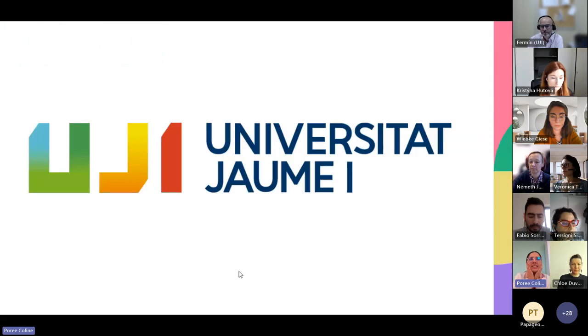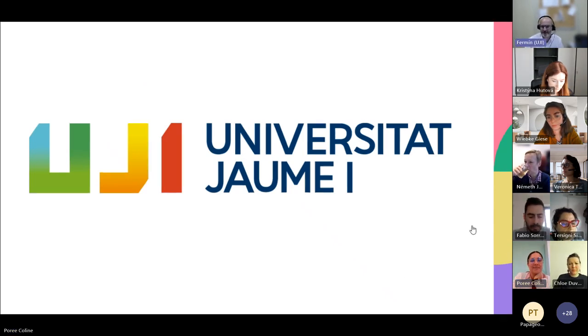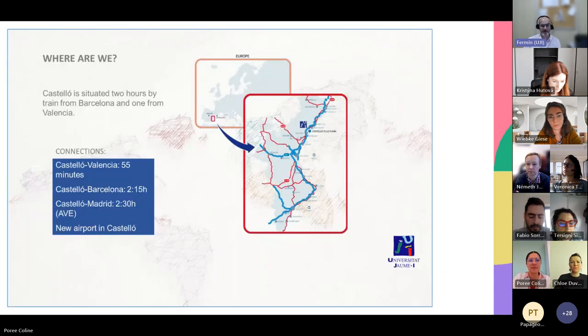Now the next university is Jaume I. So I think it's Fermin who is going to take over. Thank you, Colleen, and hello to everyone. My name is Fermin Mayen. I'm the head of the International Relations Office at Universitat Jaume I, and I'm in charge of the gap semester scheme at our university. I will start explaining where we are.